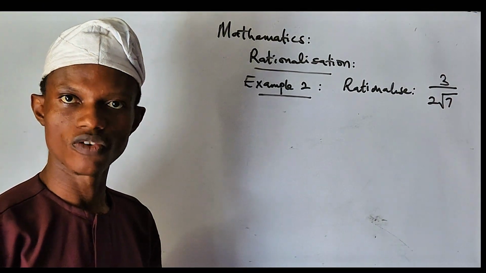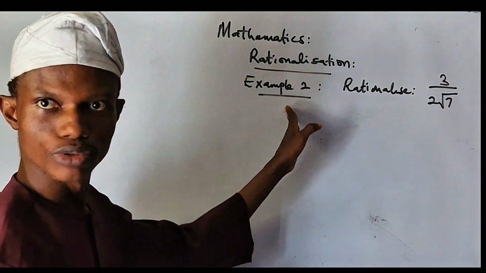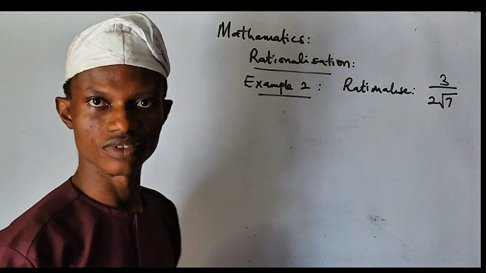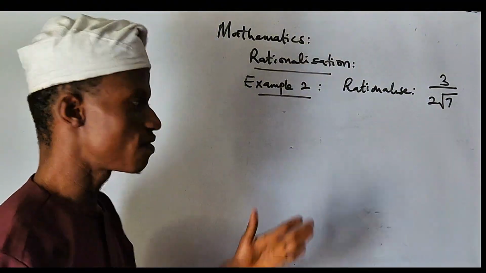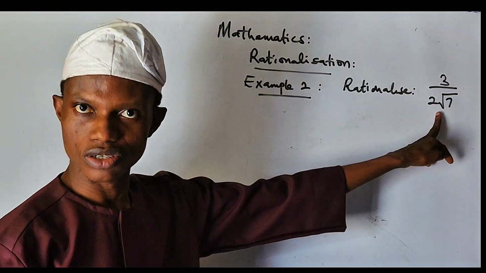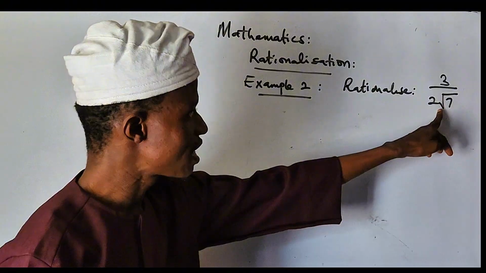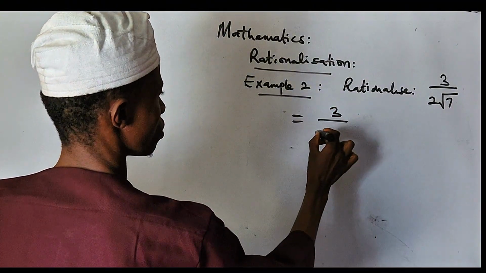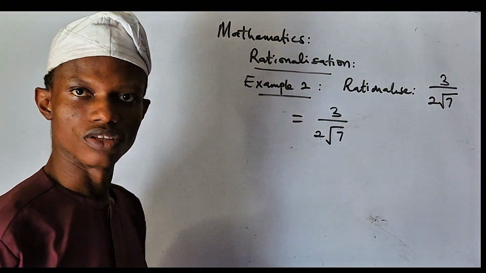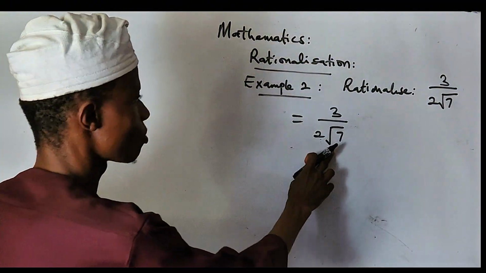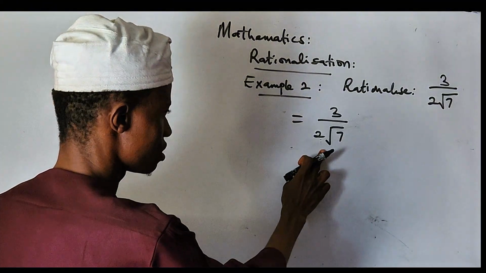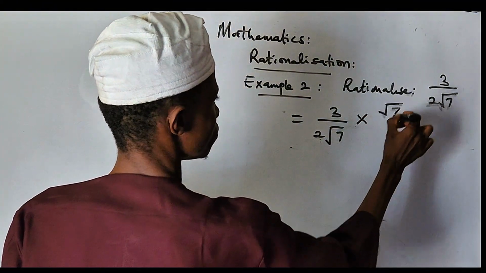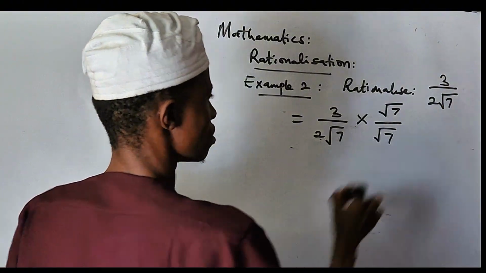Okay, one more example before we go. We have example 2, rationalize 3 over 2 root 7. Now the first problem we have here is that root 7 is a surd at the denominator level. So we need to get rid of root 7. So we say 3 over 2 root 7. The surd identified is root 7. So I'm going to multiply both the numerator and the denominator by that surd. So I'm going to have times root 7 over root 7.